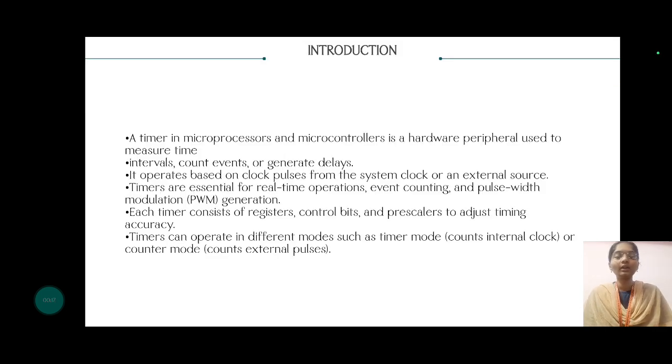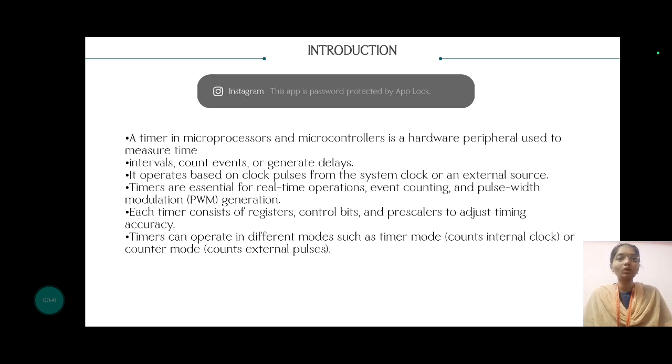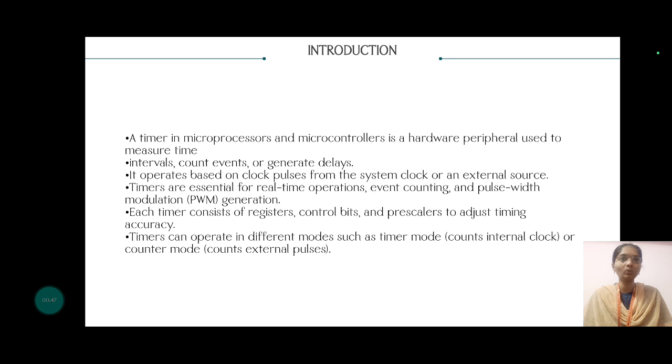The introduction. A timer is one of the most important hardware components in these systems. It helps in measuring time intervals, counting events, and generating delays. Timers work based on clock pulses. It helps in measuring time intervals from the system clock or from an external source. They are essential in performing real-time operations such as event counting, and generating signals like PWM, which we can use for controlling motors or LEDs.